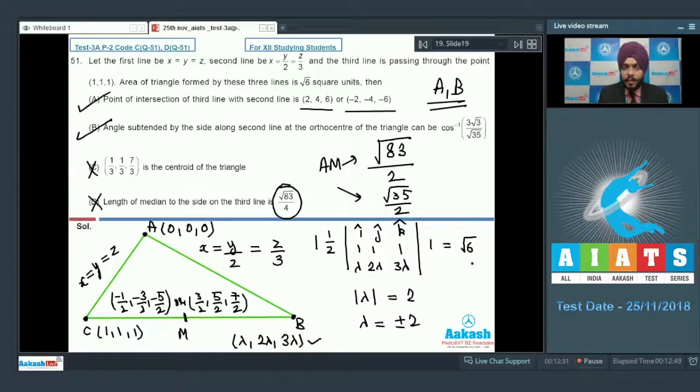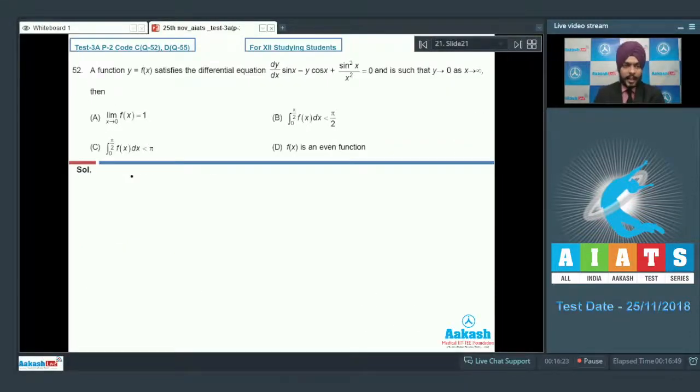Let us move on to question number 52. Question number 52 says that a function y equals f(x) satisfies the differential equation dy by dx into sin x minus y cos x plus sin square x upon x square equals 0, and is such that y tends to 0 as x tends to infinity. Then we have to look at the following options.